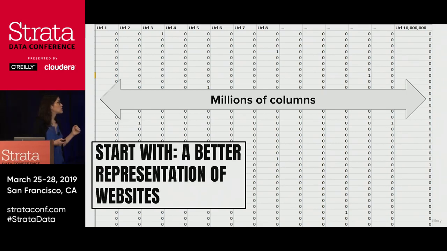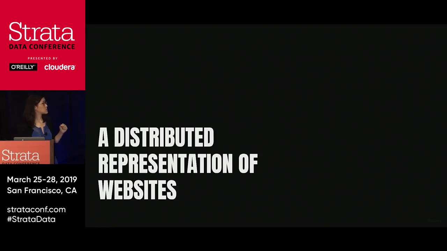So let's start by addressing that representation of my features, right? My real goal is to get a representation of the user that's a dense, continuous distributed vector. But I'm going to start by tackling the features and try to get a better representation of just the websites alone. So let's see how we can find a distributed representation of websites.